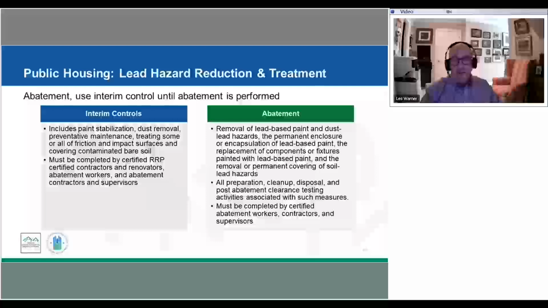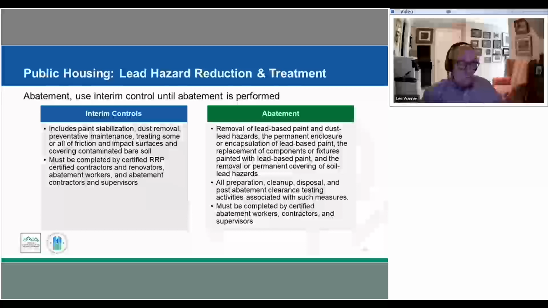This all needs to be completed by a certified RRP contractor and renovator. If we're doing abatement, this would require certified abatement workers and an abatement contractor and supervisor. So the level of work being done will determine the level of certification and training that would need to be in place.